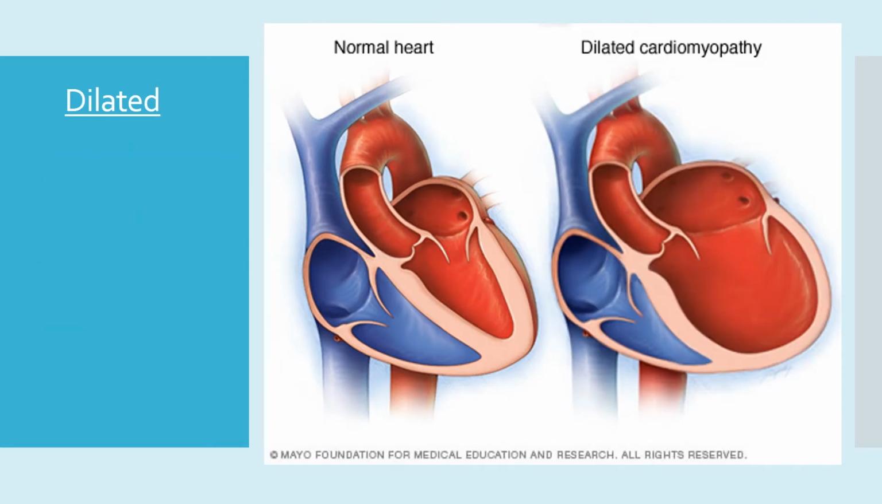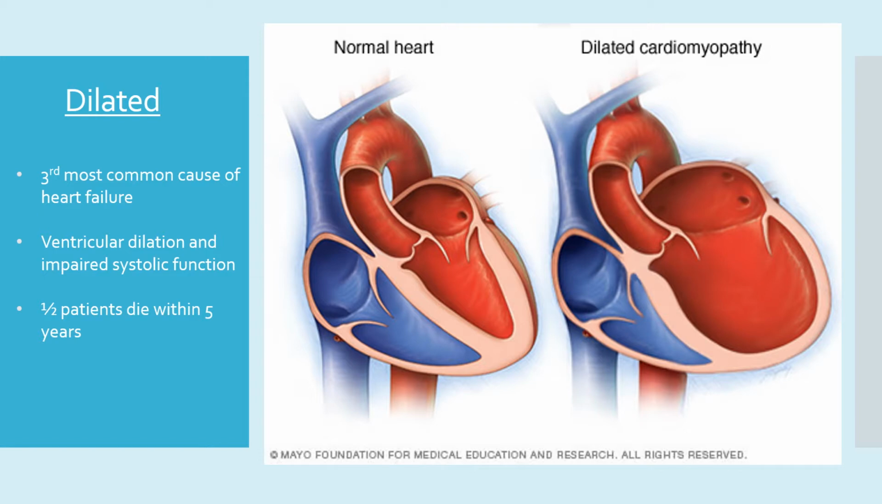The next type is dilated cardiomyopathy. This disease is the 3rd most common cause of heart failure and is characterized by ventricular dilation and impaired systolic function. You can see in the dilated cardiomyopathy heart, the left ventricle is significantly enlarged and weakened, which hinders its ability to pump blood to the rest of the body. The outlook of having dilated cardiomyopathy is not very great. Over half of the patients with this disease die within the first 5 years of being diagnosed.